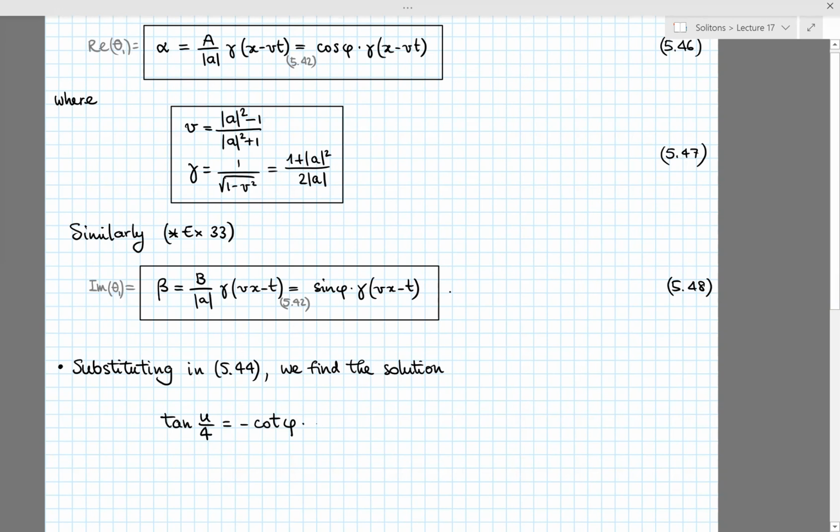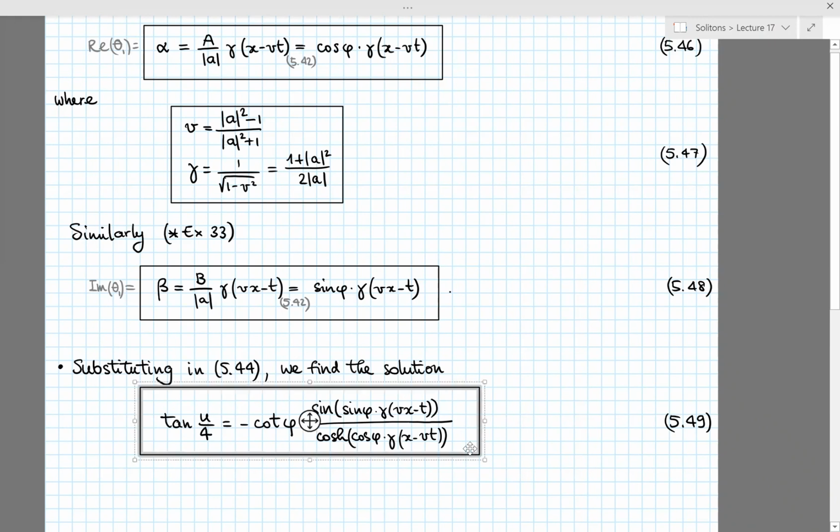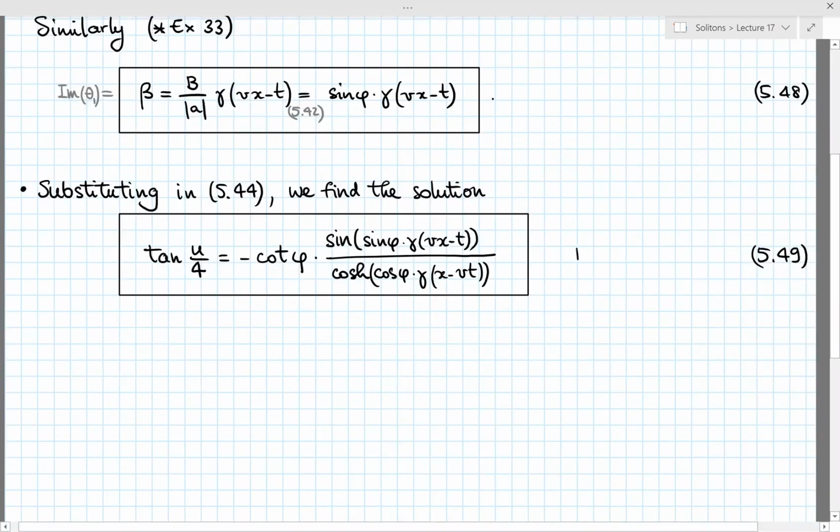And then the dependence on x and t was through a ratio, where in the numerator we had the sine of beta, so that's sine of sine phi times gamma times (vx minus t). And in the denominator, we had the hyperbolic cosine of alpha. So that's cosh of cos phi times gamma times (x minus vt). And this is the so-called breather solution of the sine-Gordon equation.